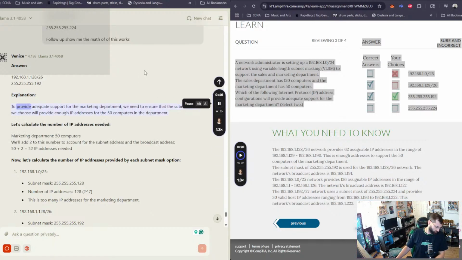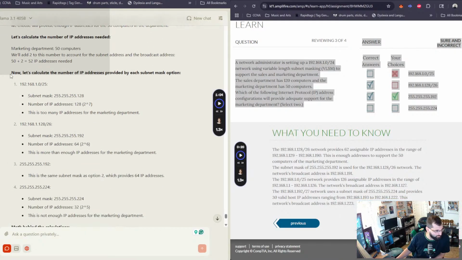Explanation. To provide adequate support for the marketing department, we need to ensure that the subnet mask we choose will provide enough IP addresses for the 50 computers in the department. Let's calculate the number of IP addresses needed. Marketing department, 50 computers. We add 2 to this number to account for the subnet address and the broadcast address. 50 plus 2 equals 52 IP addresses needed. Okay, we need 52 because you always add the one before it and the one at the very top, they're reserved for broadcast and something else. Gateway, I believe.